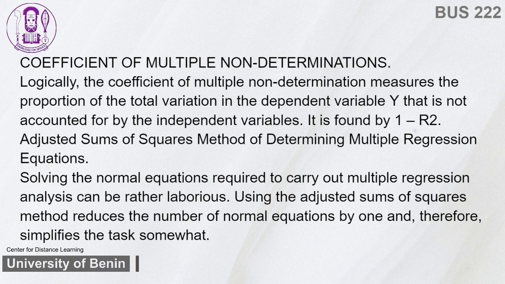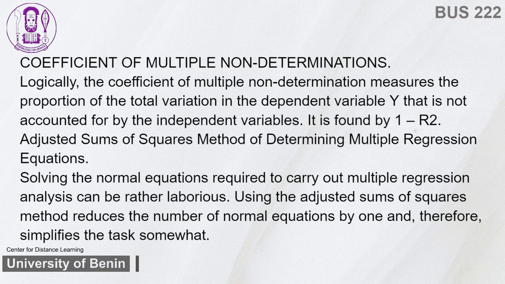Coefficient of multiple non-determination. Logically, the coefficient of multiple non-determination measures the proportion of the total variation in the dependent variable y that is not accounted for by the independent variables. It is found by 1 minus R squared. Adjusted sums of squares method of determining multiple regression equations. Solving the normal equations required to carry out multiple regression analysis can be rather laborious. Using the adjusted sums of squares method reduces the number of normal equations by 1 and, therefore, simplifies the task somewhat.